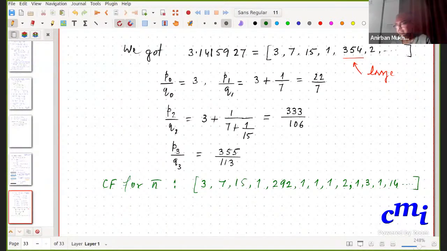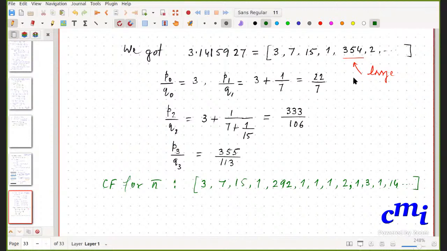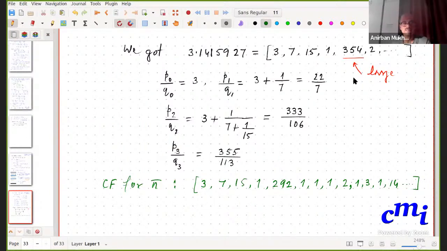So that's the continued fraction expansion for pi. What we got is good up to three entries, four entries. So we got 3, 7, 15, 1.